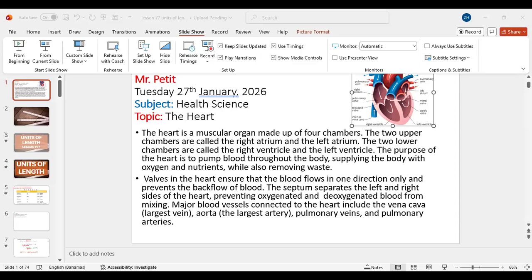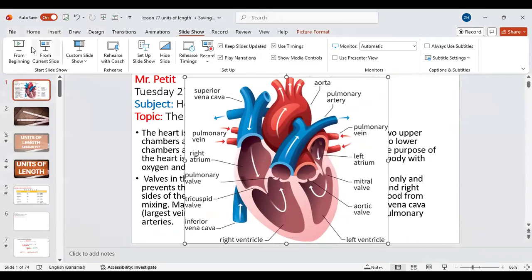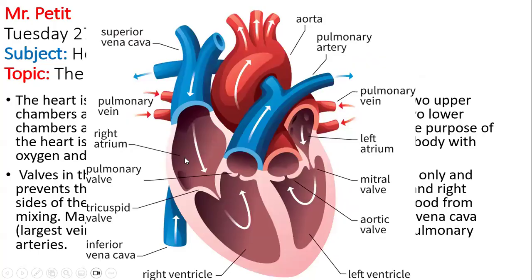So let's go back to the diagram. If we go to our diagram right now, I want the upper chambers. The upper chambers are going to be the right atrium right there and the left atrium. That's my upper chambers. The lower ones are the right ventricle and the left ventricle. Do you see that?